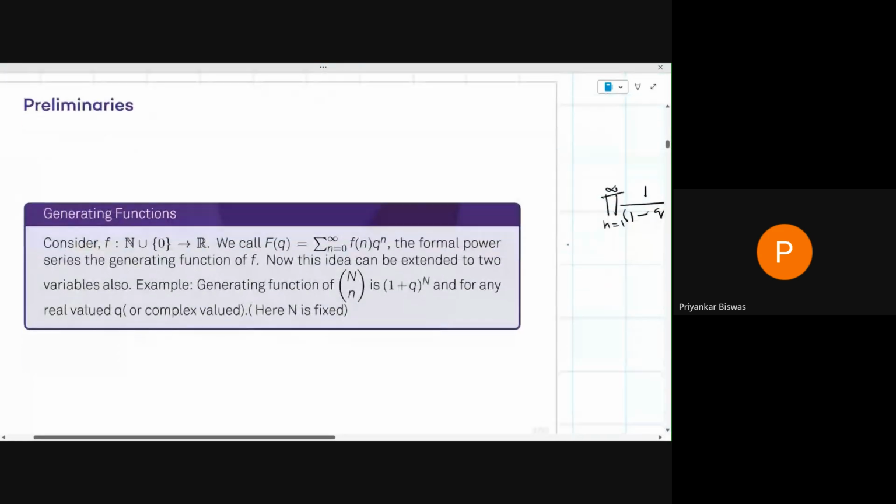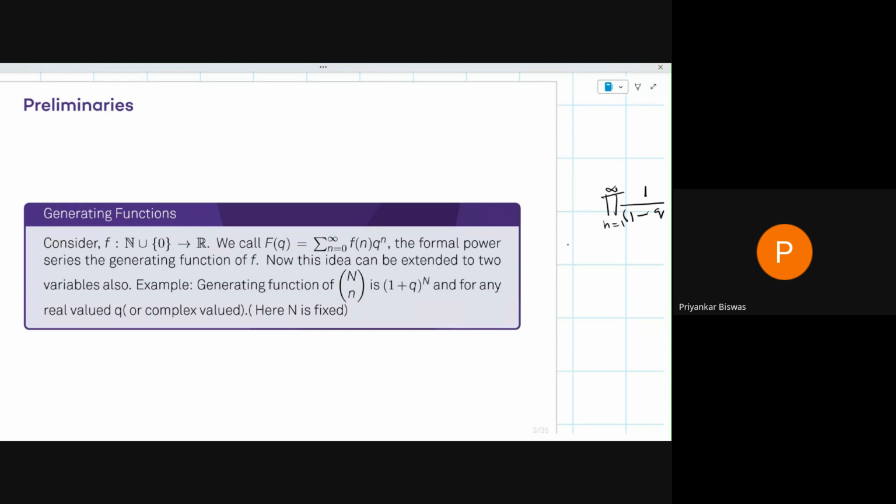Generating functions. A generating function comes from a function from the natural numbers together with 0 to the reals, or this can also be complex, the range. Then the generating function is the sum over n equals 0 to infinity of f of n q power n. This is a formal power series. This does not need to converge. But if this series converges, then the study is really interesting.